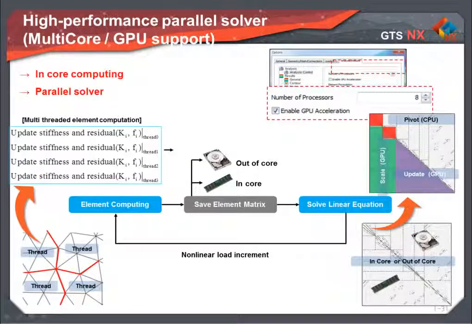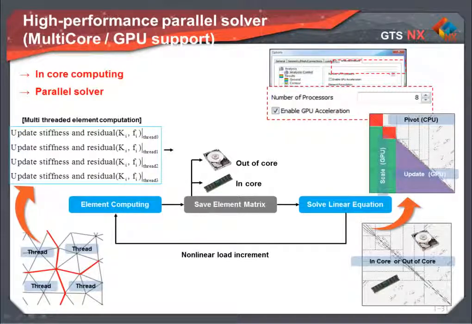A few words for the analysis performance in GTS NX. All analysis types are performed by a single 64-bit integrated solver. Improvements in the analysis efficiency have been achieved by optimizing data management. Based on multi-thread element computation, the solver will calculate the stiffness matrix by distributing the work between the cores, which will speed up the procedure as different parts of the model will be handled simultaneously.